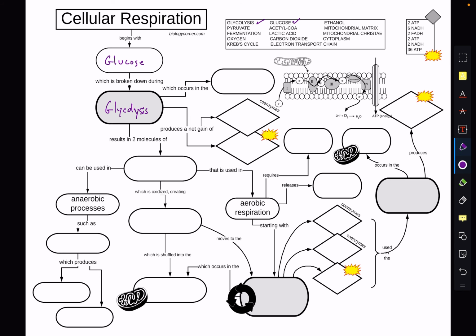Now, where does that happen? It occurs not in the mitochondria, but in that place inside the cell we call the cytoplasm. Now, glycolysis can make a couple of different things. It's going to make some coenzymes, some ATP, and another product. The main thing here is the fact that it's going to make 2 ATP. We get a little bit of energy out of it. This is going to produce a net gain of 2 ATP as well as a couple NADH.